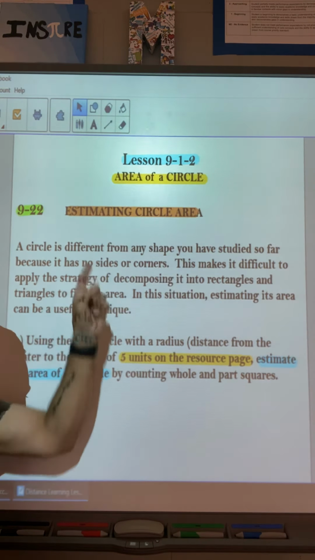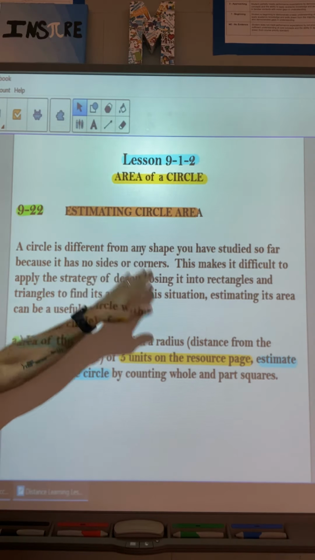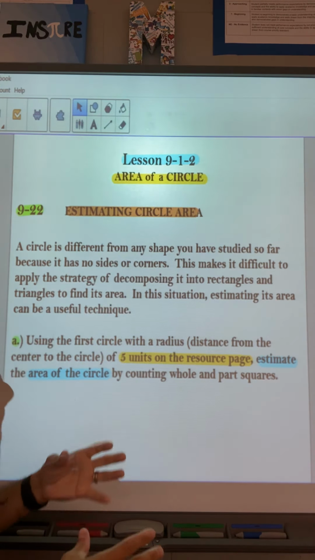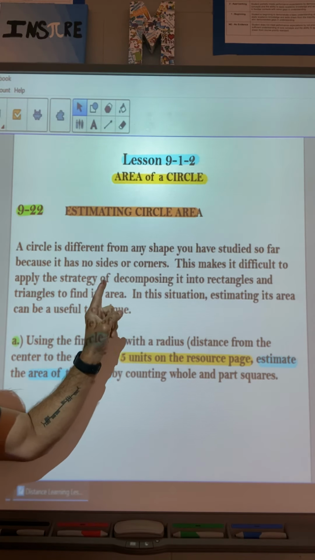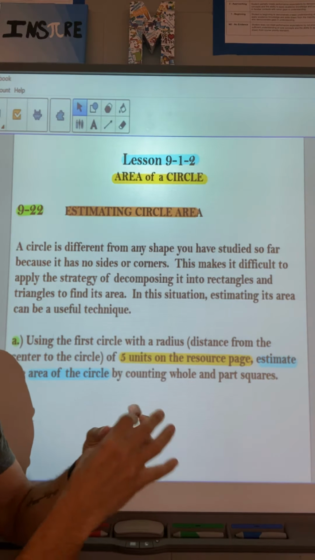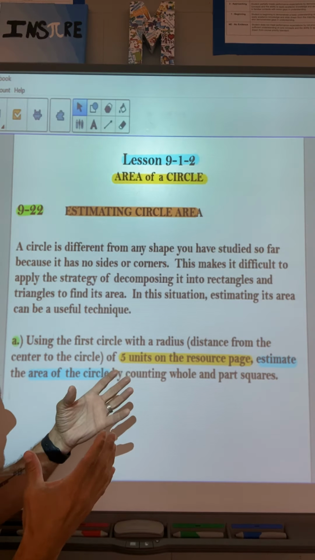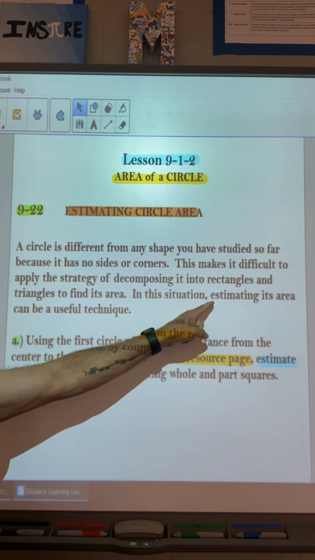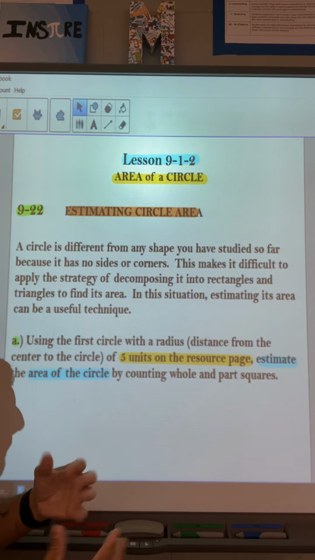Okay, so now we're going to estimate the area of a circle. A circle is different from any other shape that we've studied, because it has no sides, no corners, and it's very difficult to apply any strategy of decomposing it, making it into rectangles and squares and triangles. So we use estimation as the technique to figure out the area of it.